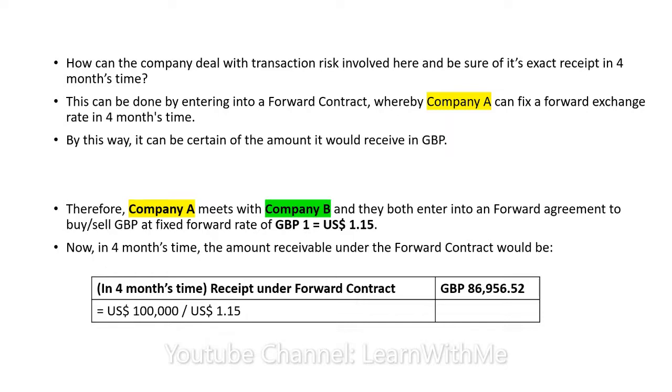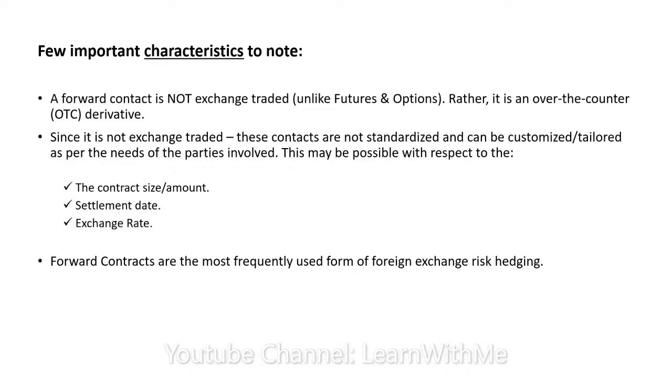Alright, we have a few important characteristics to note. One that we've already discussed before is that a forward contract is not an exchange traded instrument. Rather, it is an over-the-counter derivative instrument. Two, since a forward contract is not exchange traded, there is this element of flexibility, and the forward contract can be designed, can be customized as per the needs of the parties involved. Now, this may be possible with respect to three things. One is the duration, two is the time, and three is the exchange rate.